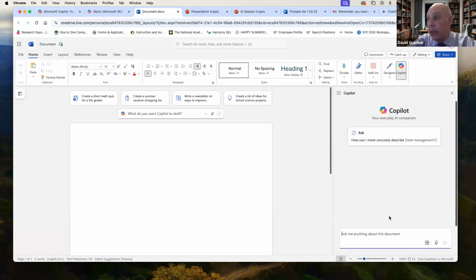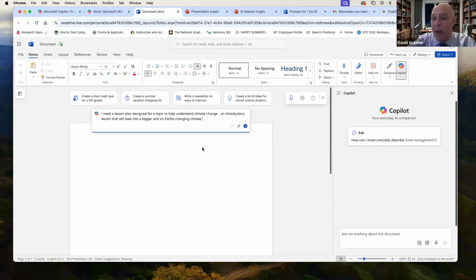I can say, ask me anything about this document. There's nothing in the document right now, right? So up here it says create a short math quiz for a 5th grader, create a list of ideas for science projects. What do I want Copilot to draft? I want Copilot to design me a lesson plan. Let's see what happens.